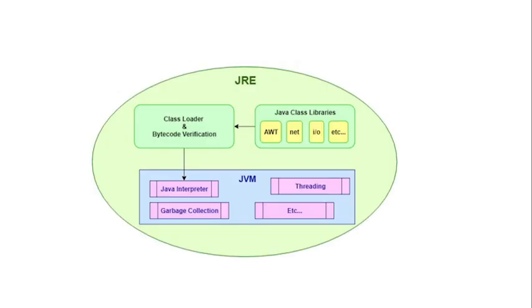Next is the Java Runtime Environment, called JRE. Here you can see we have n number of libraries in Java called AWT, NetIO, etc. All these library functions are given to the class loader as well as bytecode verification. These libraries contain packages, like the AWT package, NetIO, etc., which contain n number of classes. All of these are given to the Java interpreter, which comes under the JVM. Inside the JVM we have the Java interpreter, garbage collection, threading, etc. All these things are maintained by the JVM, and all these together are known as the JRE.